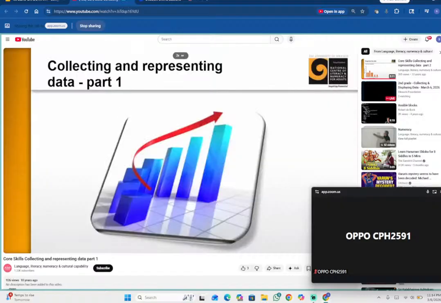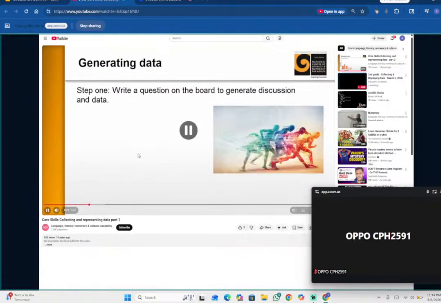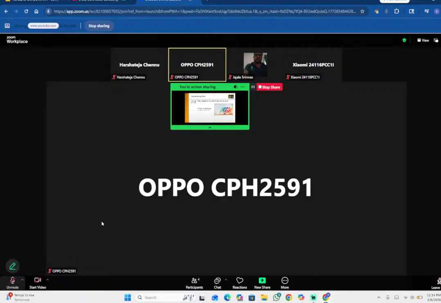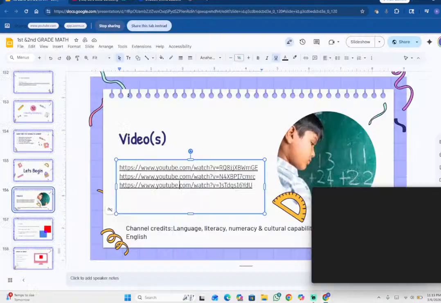Welcome to Collecting and Representing Data Part 1. Now, this particular resource is designed for learners at steps 1 and 2 of the learning progression. The last part of this resource is going to include some ideas that you could use in your context. But for now, we're going to look at how this might work in a sport and fitness context and simply ask the learners, what kind of physical activities do you do?